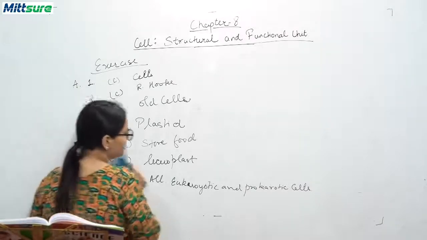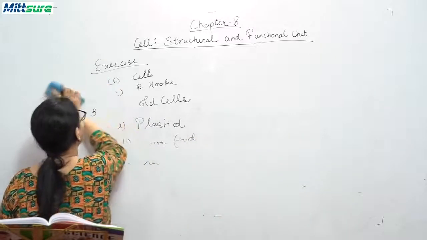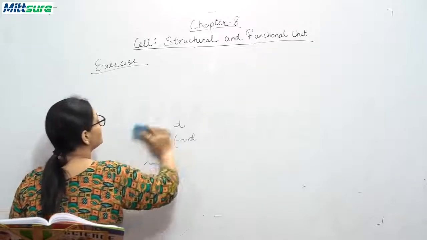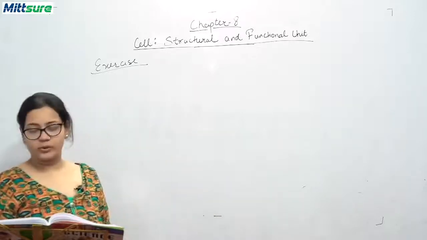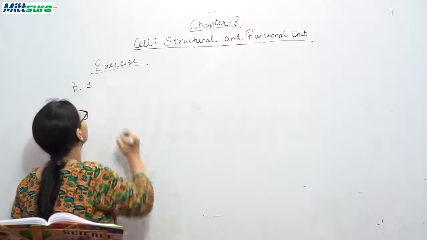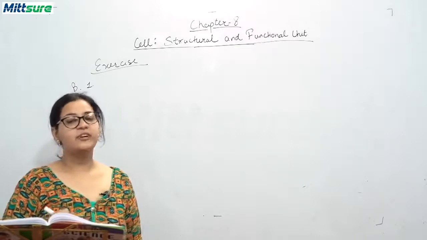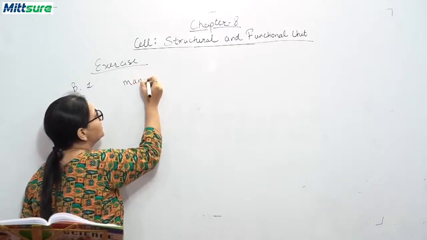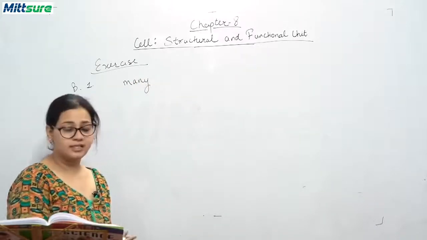Now we'll be doing the B, that is fill in the blanks with appropriate words. You have to complete the statement with the appropriate word that you think goes with the question. Okay. So B first. A multicellular organism is made up of dash cells. Many. Okay. A unicellular organism is made up of only a single cell.